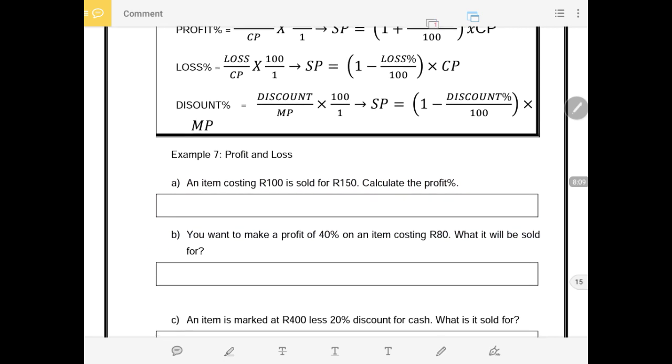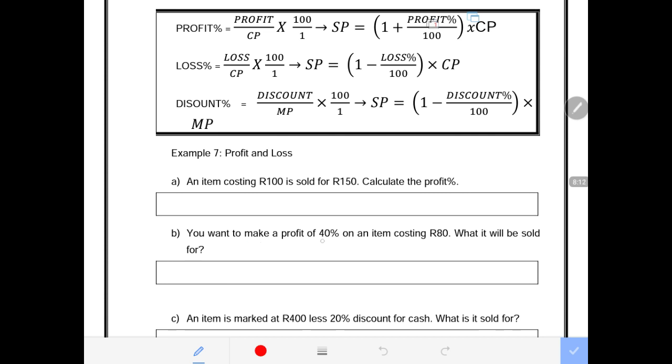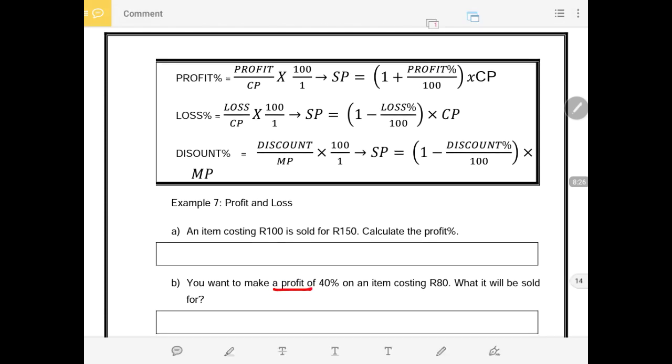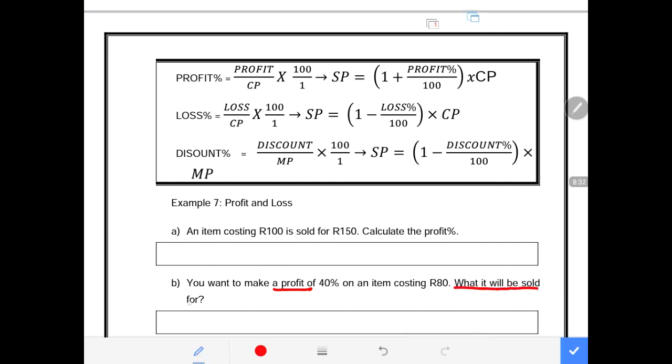These foundations are still very crucial. You want to make a profit of 40% on an item costing 80 rand, what will it be sold for? So we want to make a profit. What is the formula to calculate the selling price? They say, what will it be sold for? We are looking for the selling price. In simple terms, we are looking for the selling price when a profit is made. They say you want to make a profit, so here, the selling price when a profit is made. That is the formula to make use of.